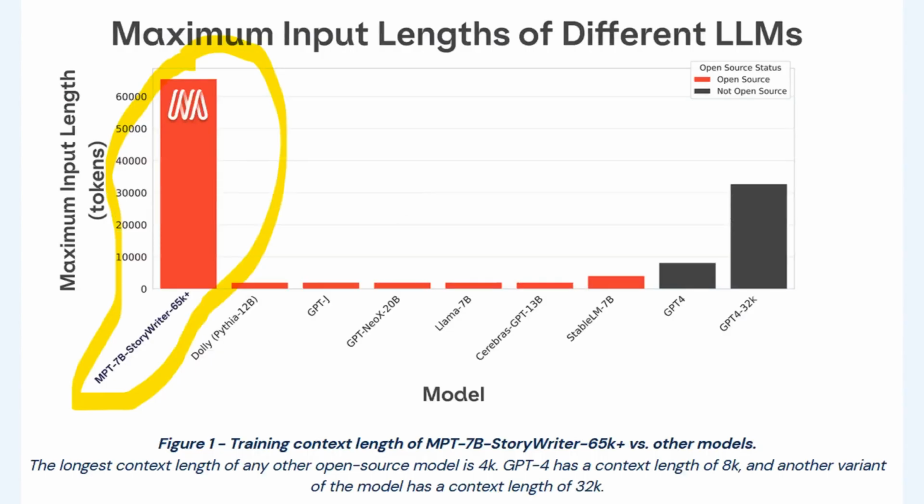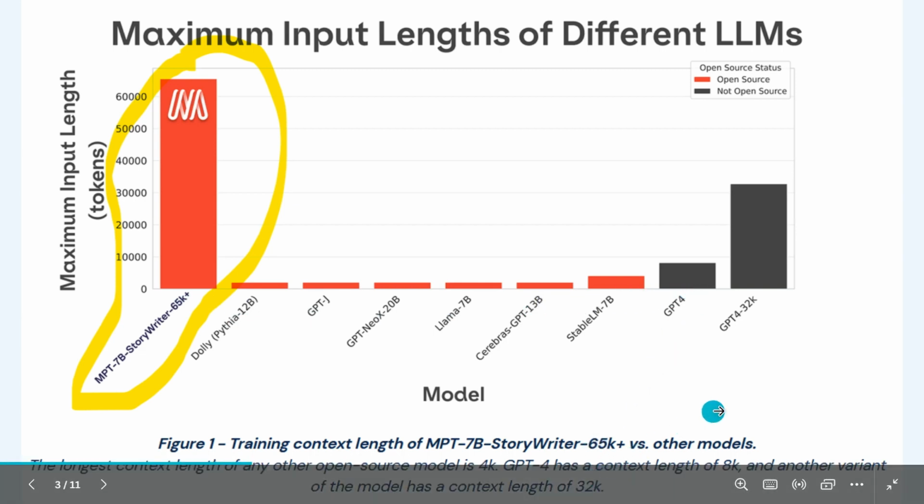Now let me show you a chart that will help you understand things better, right? One of the recent models introduced earlier is the MPT-7B model, which had a 75k plus context vector. However, the other popular models have a context vector around 1000 to 2000. GPT-4 has a context vector of 8k, and another variant of GPT had a context length of 32k.